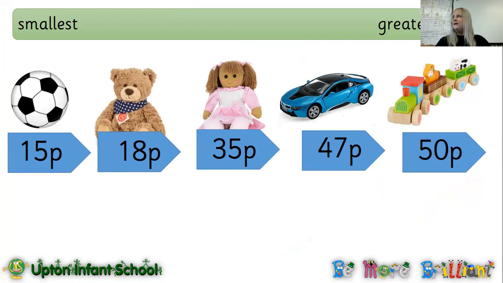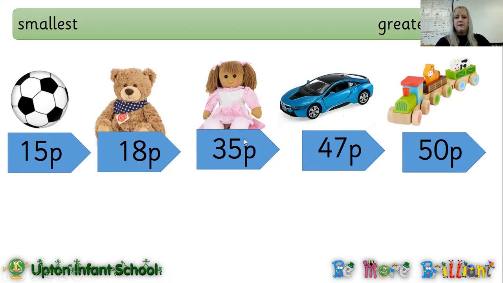Fantastic. Hopefully yours looks a little bit like mine does. So you can see I've put my 15p first. That's the smallest amount of money I've got. I know that because I've got 1 ten and I've only got 5 ones in that 15p. Then I've got 18p. Now that is quite close to 15p, but the 8 on our ones side shows me that this is a higher number than this one here. So that's why I've put it here.